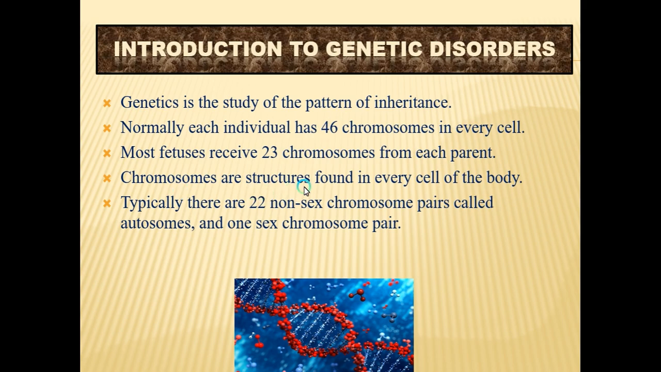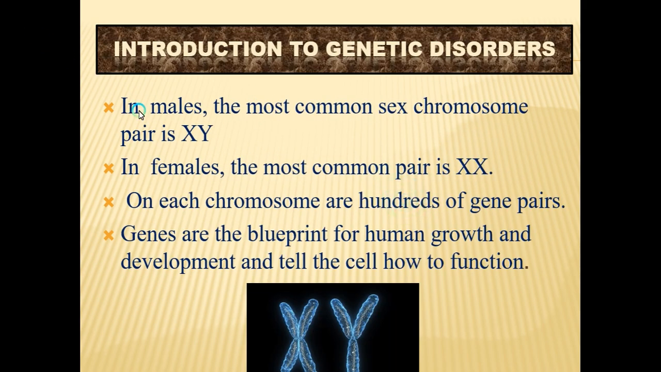Now chromosomes are structures which are found in every cell of the body. Out of these 23 pairs, 22 are autosomes, which are non-sex chromosomes, and we have one sex chromosome pair, so that is 22 plus 1. Now we'll come to the next slide. In males, the sex chromosomes are XY, and in females it is XX.